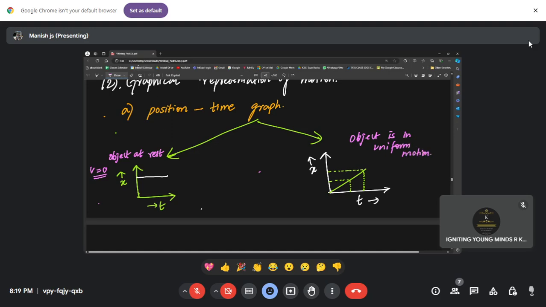Why is it in uniform motion? Because the position changes uniformly with time. Therefore, the object is in uniform motion. And there is a specific speed or velocity associated with the object because it's changing its position with time. So that is the second category. Moving on to the third category, the third type.